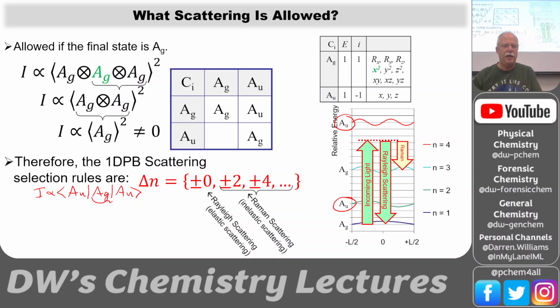So AG times AU is AU. Bring the other AU down and continue writing your Dirac notation. We can put the square on there if you want. And so then the AU times AU is AG. And so since that is top row, it's not equal to 0, therefore allowed.